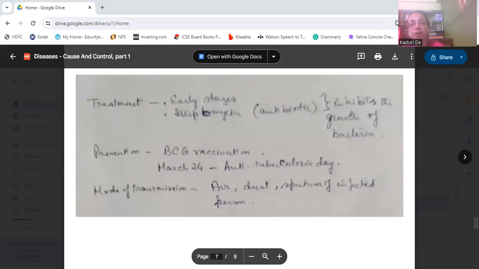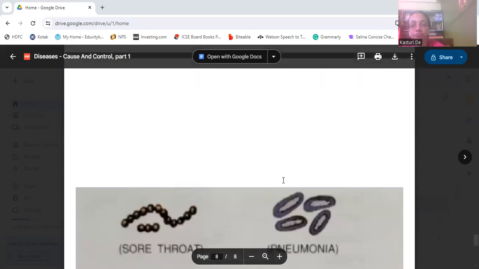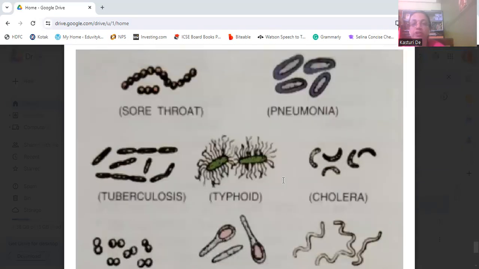And then we come to the picture of the germs, how they look. Sore throat is caused by bacteria. Pneumonia has rod-shaped bacteria. Then we have tuberculosis. Typhoid is a flagellated bacterium. Cholera has a sheath-shaped, comma-like structure.